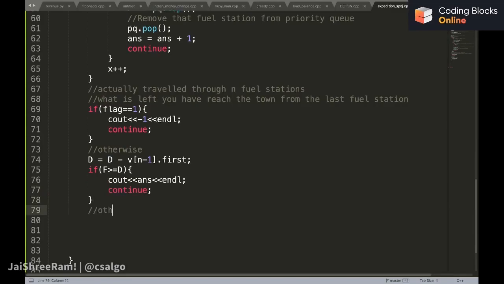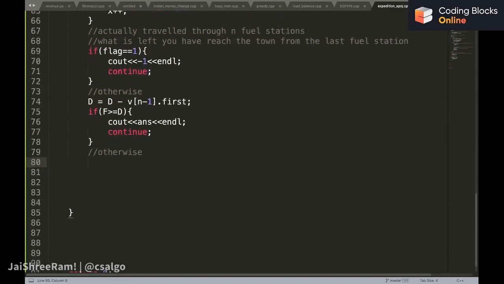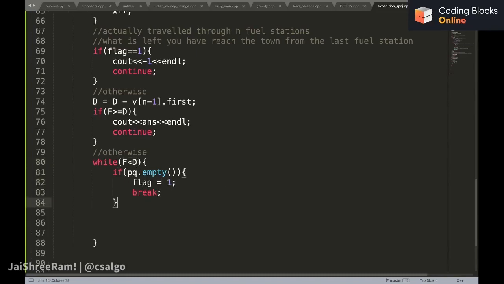Otherwise you have to check if the priority queue has enough fuel to make you reach the town. So I can put a while loop: while f is less than d, while your available fuel is less than the distance to travel, you continue to recharge your truck. If the priority queue is empty and you have fuel which is less than d, then definitely you cannot reach. So you can say flag equals 1 and break.